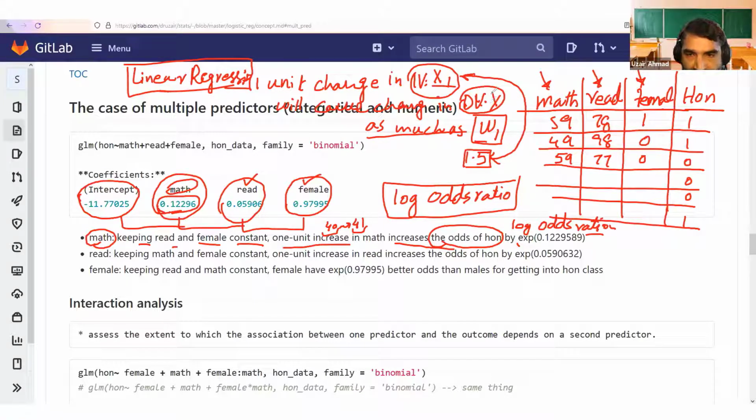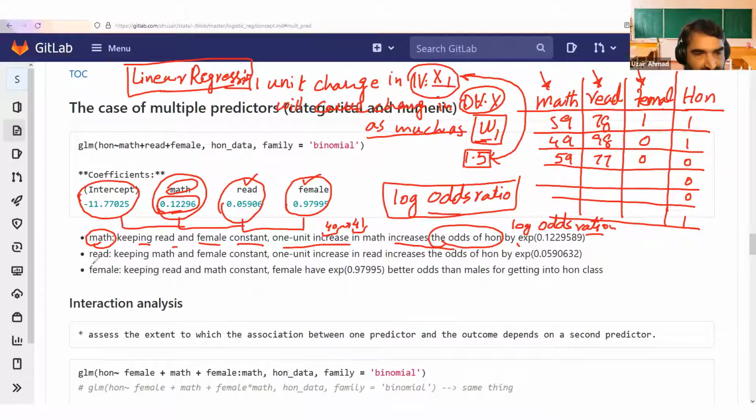In case of linear regression, the coefficient values represent how much Y changes. As much as the coefficient times value of X. In case of logistic regression, the log of odds ratio changes how much? As much as this.